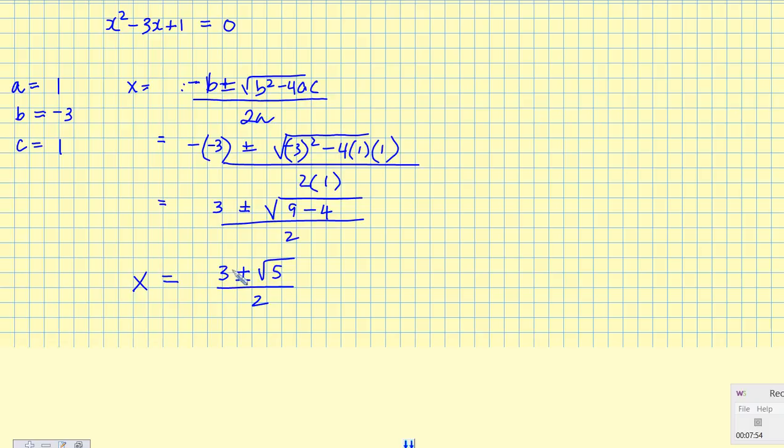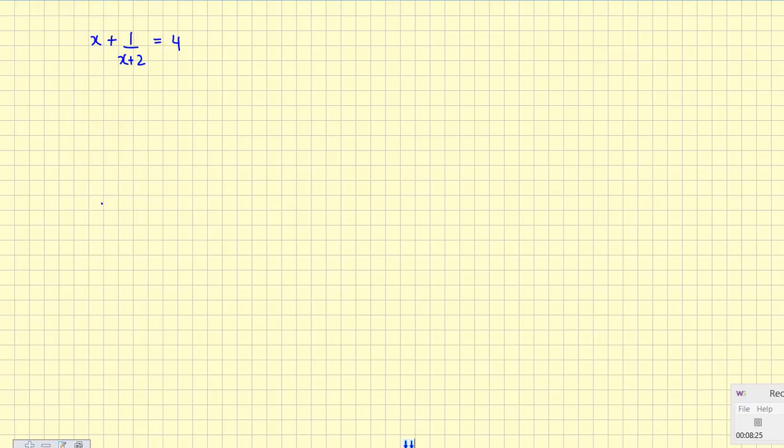So we know that our values of x are 3 plus root 5 over 2 and 3 minus root 5 over 2. These two solutions can be turned very easily into decimals. So you would have 3 plus 2 point something divided by 2, and 3 minus 2 point something divided by 2. Okay, I'm going to stop right there, and we'll continue on the next lesson.